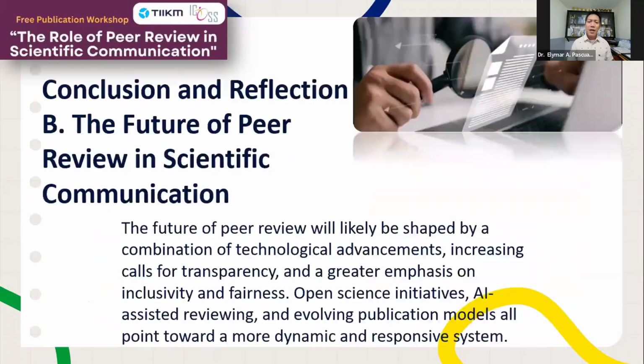Next slide. So what is now the future of peer review? As the scientific community continues to evolve, so too must the systems that safeguard its integrity. The future of peer review will likely be shaped by a combination of technological advancements, increasing calls for transparency, and a greater emphasis on inclusivity and fairness. Open science initiatives, AI-assisted reviewing, and evolving publication models all point toward a more dynamic and responsive system. By embracing reform while preserving core values of rigor and accountability, peer review can continue to be a vital instrument for advancing knowledge and maintaining public trust in science.